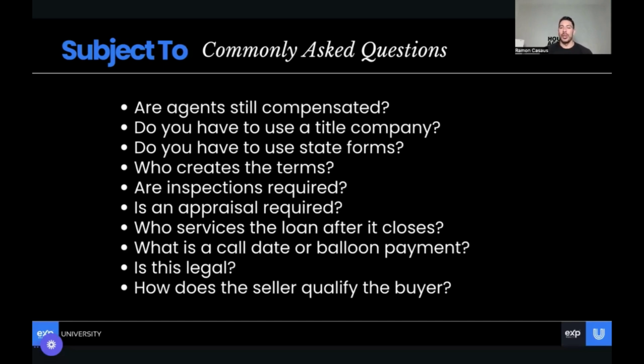How does the seller qualify the buyer? Well, the seller qualifies the buyer however they see fit. So in those scenarios, it can be as simple as a conversation or as complex as what a bank would normally ask for. Proof of funds, credit score, bank statements, tax returns. It's really just whatever the seller needs to feel comfortable to facilitate this transaction with the buyer.